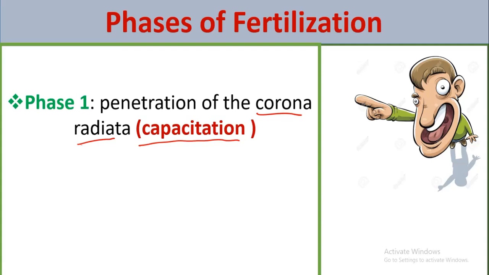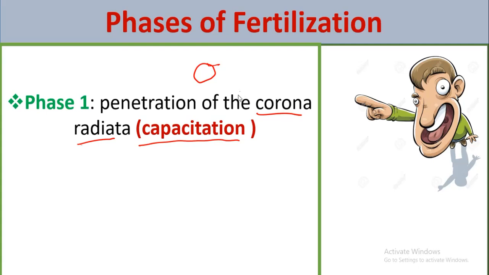So that process forms the first phase of fertilization, whereby the glycoproteins and the seminal vesicle proteins are being removed from the sperm.